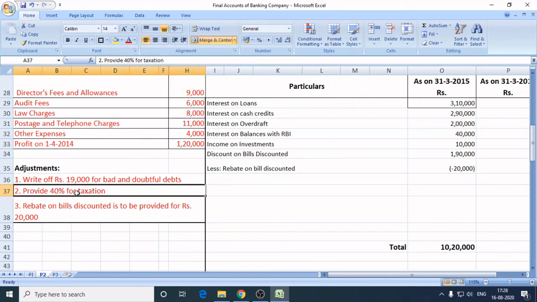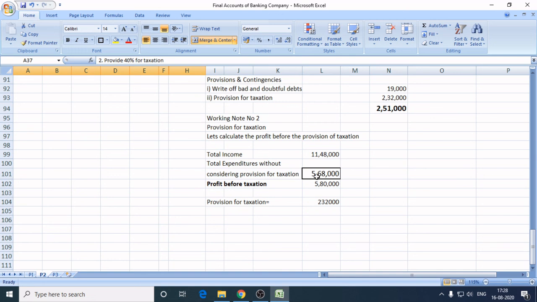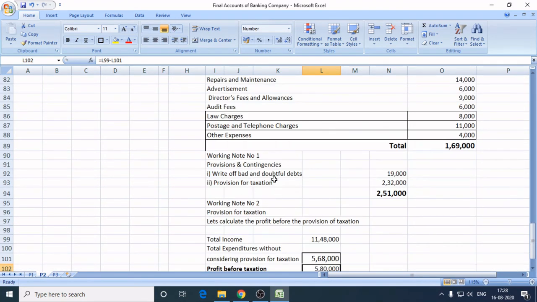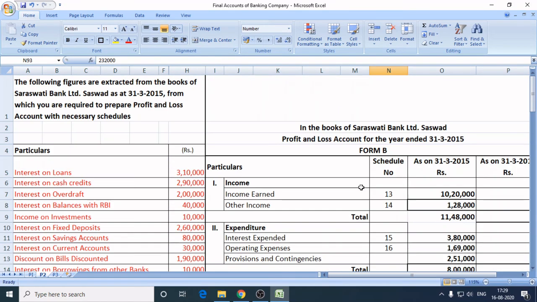Now I'll discuss how I have provided 40% for taxation. For that, I first calculated the profit before providing taxation, that is 5,80,000. After calculating that profit before taxation, I calculated 40% of it on account of provision for taxation. So 40% of this figure is 2,32,000, and we have to mention that figure in provisions and contingencies. So I have mentioned that figure here in provisions for contingency. Now the total provisions and contingencies are 2,51,000. Finally this figure will appear here, 2,51,000.